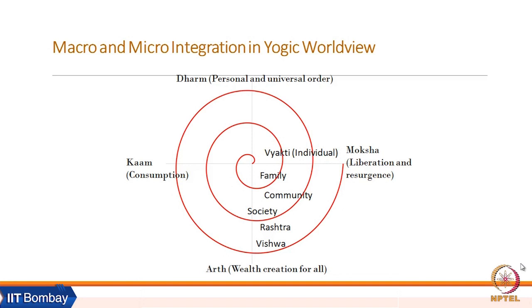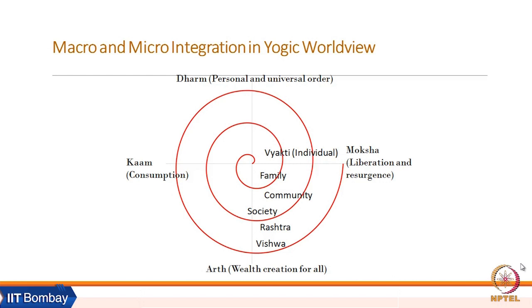That's a fractal-like arrangement of the different components of society. So, it is not a micro-macro divide which is being looked at in the Indian tradition or yogic tradition. All the components of society are viewed as fractals. As a separate unit, they have some identity. When they come together, they create another higher level of identity.